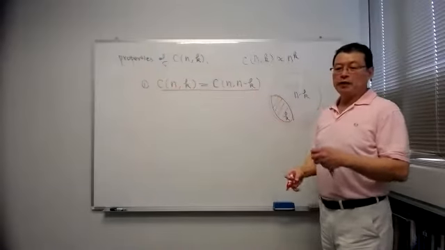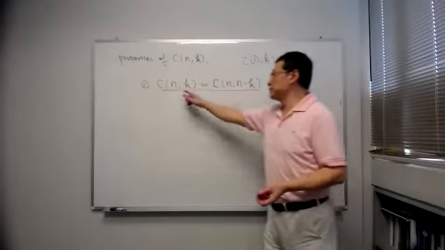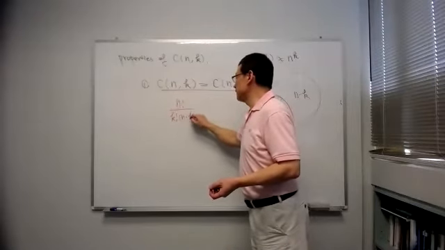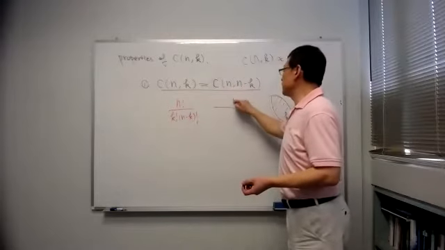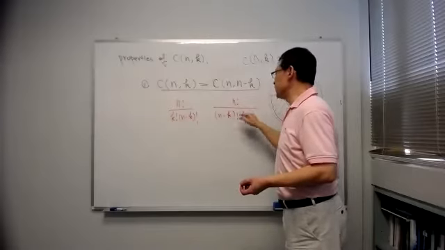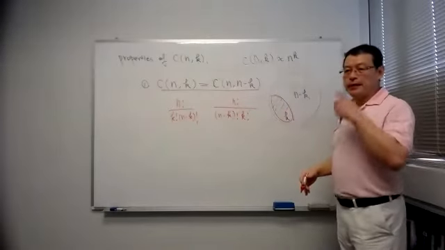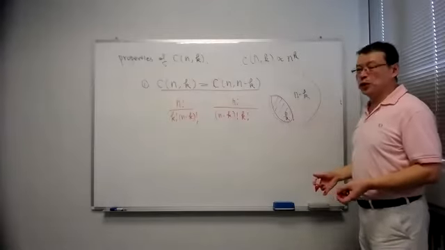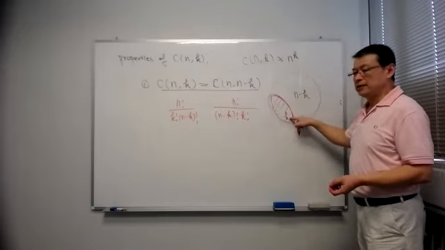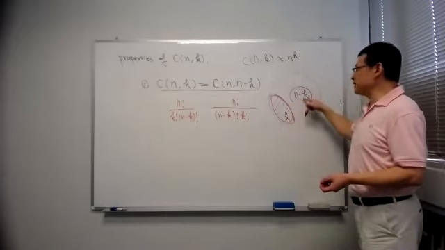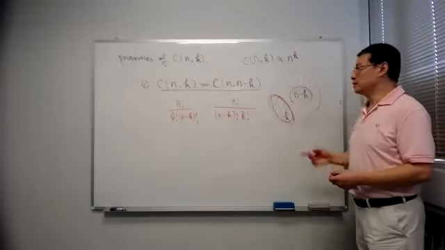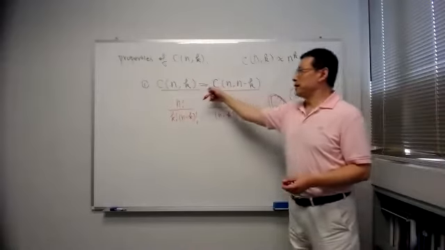Of course, from the formula it's quite obvious: n factorial over k factorial times n minus k factorial, so here it will be n factorial over n minus k factorial times k factorial. That's correct. But there is a combinatorial reason. In order to choose a subset with k elements, we can choose a subset of n minus k elements. Then the remaining set gives us the solution. So because of this relation, we have this one.